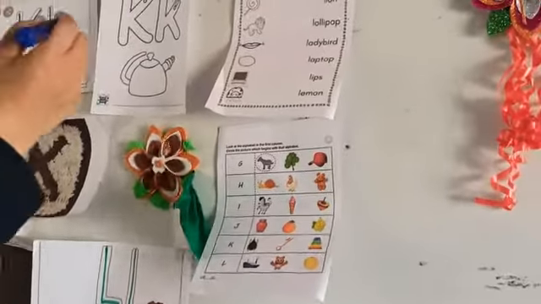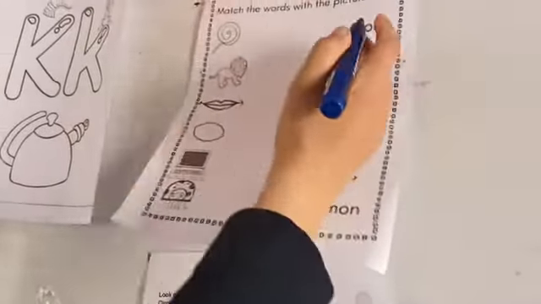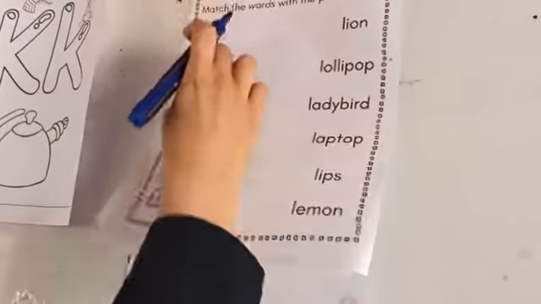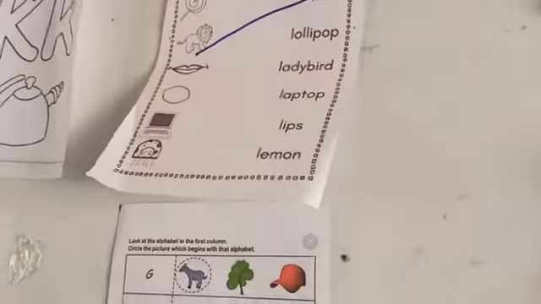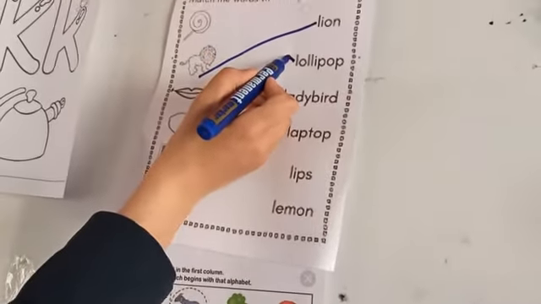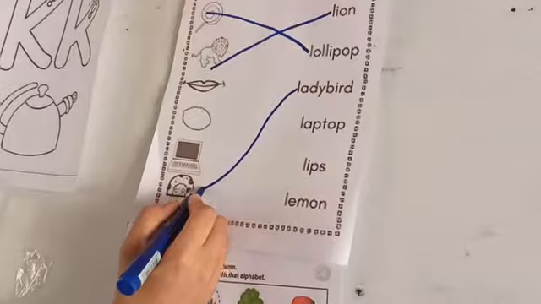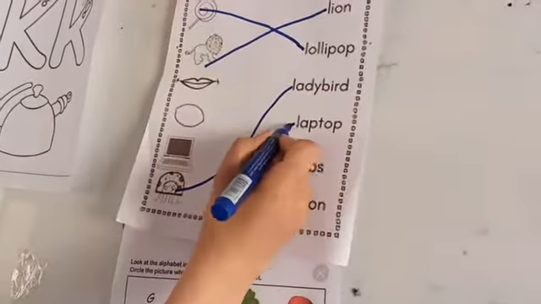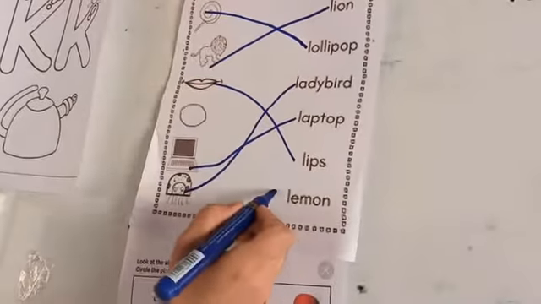Now I will match between pictures and words. Lion. Where is lion? This is lion. Lollipop. What's the meaning of lollipop? This is lollipop. Ladybird, a type of insect. Laptop. Leaves. And lemon.